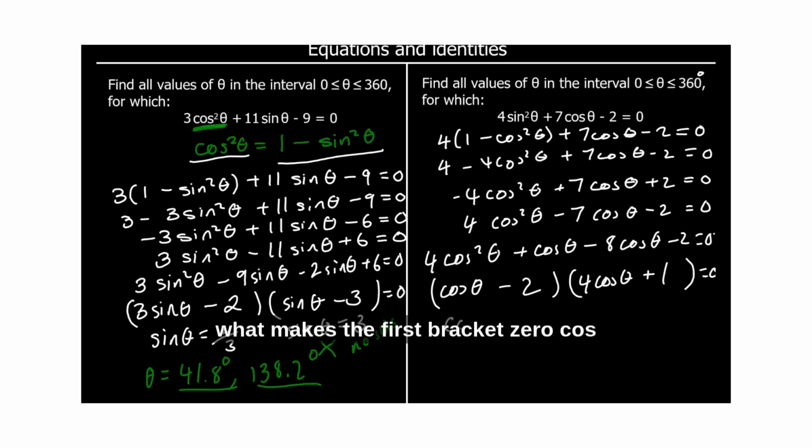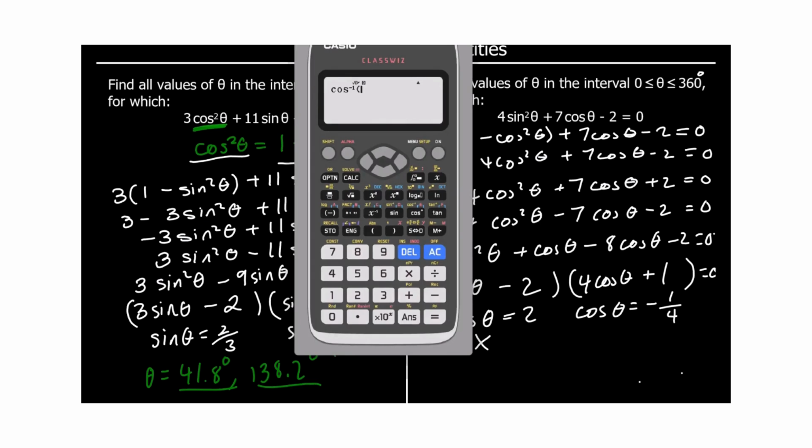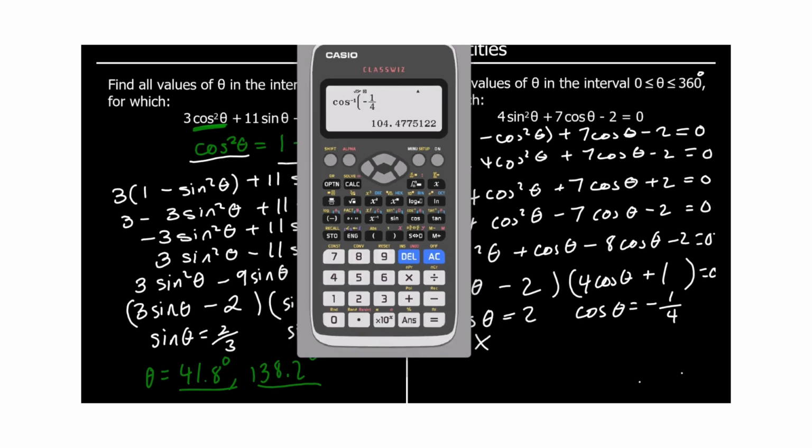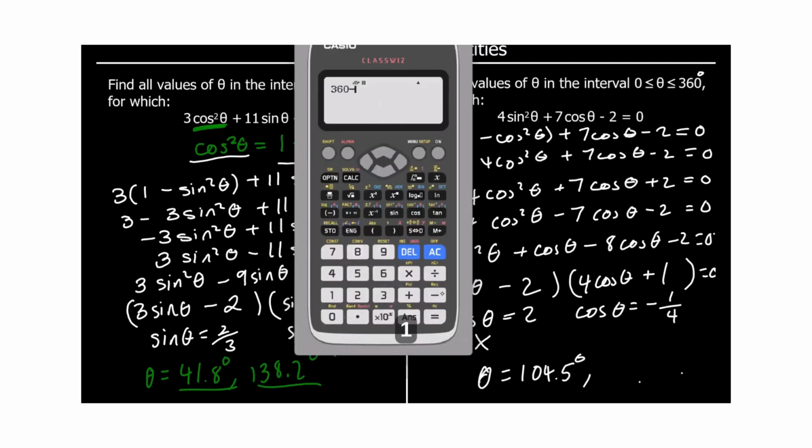So what makes the first bracket 0? Cos theta would have to be 2. That's going to have no solutions. Again, same as sine, cos theta has to be between 1 and negative 1. Second bracket, cos theta would be minus a quarter. So shift cos negative 1 quarter, 104.5. And 360 minus the first answer, 255.5.